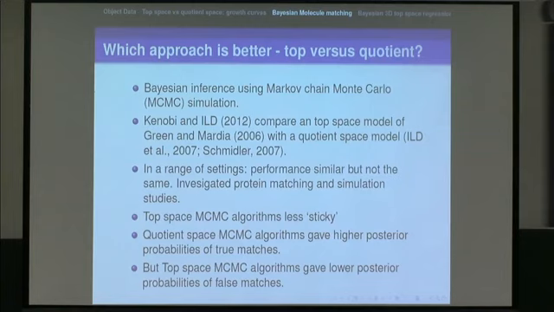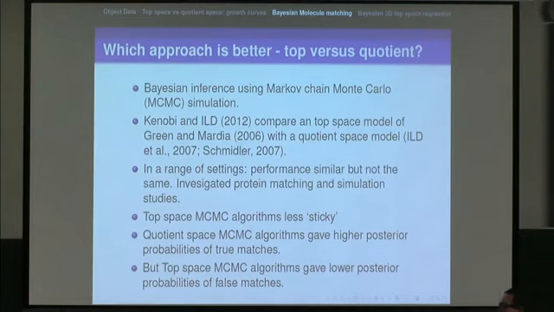Or you can do a top space model and simulate using Markov chain Monte Carlo and get a posterior distribution for the parameters. So we compared these two approaches in a set of scenarios to see which one was better, which one got the pluses and which one got the minuses. The quotient space model was something that we worked on, and Green and Mardia worked on what would be called the top space model.